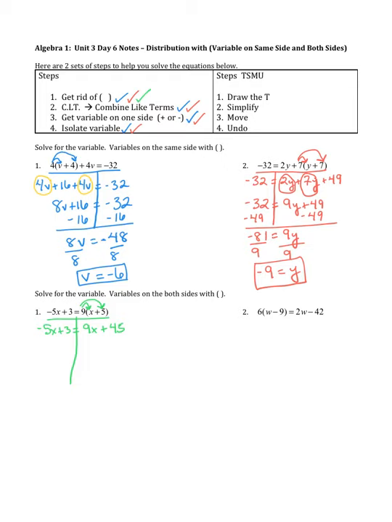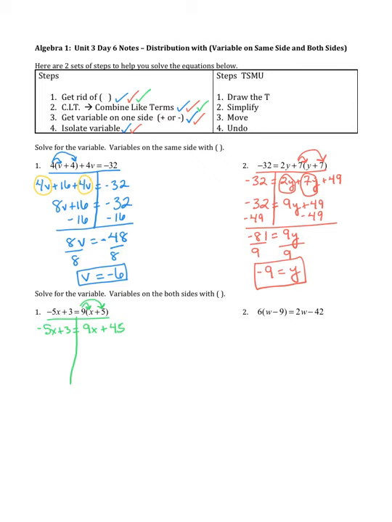No, there are not, because on the left side of the equation I have negative 5x and I have a 3. I cannot put those together, cannot simplify it anymore. On the right side of the equation I have a 9x and a 45. I cannot simplify that anymore. So there is nothing to combine. I'm going to check off the step because I looked.